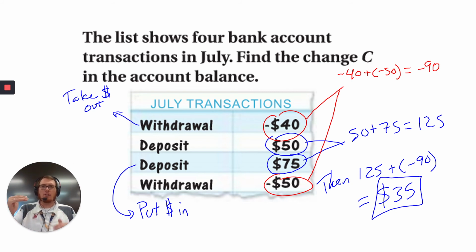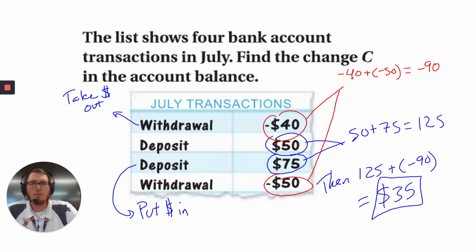So there's two ways to go about this. You can just start from the beginning, say negative 40 plus 50, find that answer, and then plus 75, find that answer, plus negative 50, find that answer. Typically in banking questions, though, we should probably think about adding up all the deposits together, add up all the withdrawals together, and then cancel them out. So I tend to use that idea.